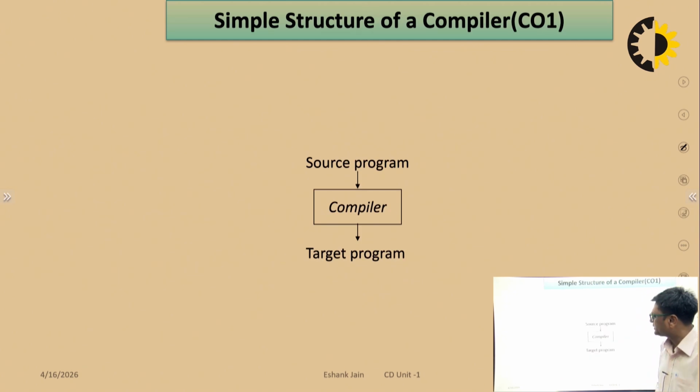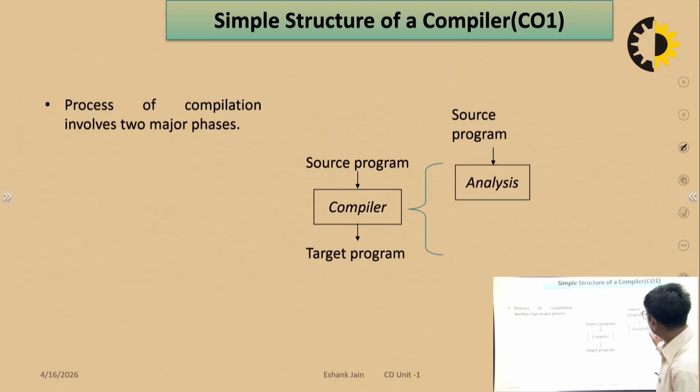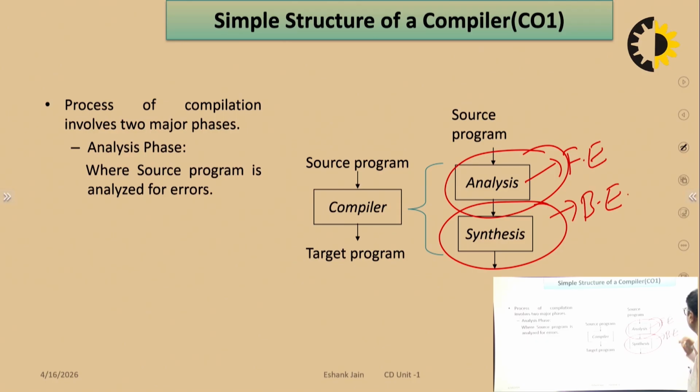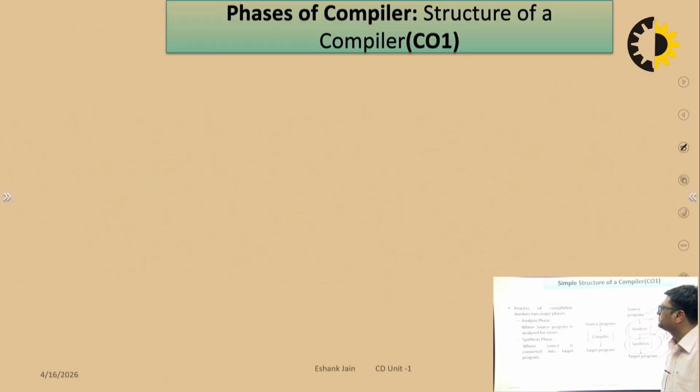This is the simple structure that we have already discussed. The process of compilation has 2 phases. Number 1, the source program, that is the analysis part, and the second one is the synthesis part. This is also known as the front end, and this is also known as the back end. This is the target program and this is the source.